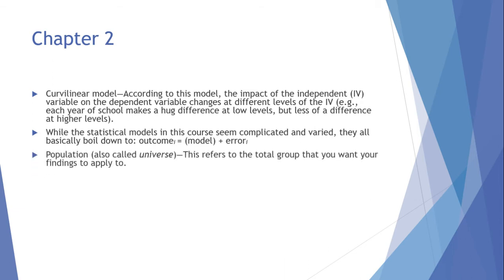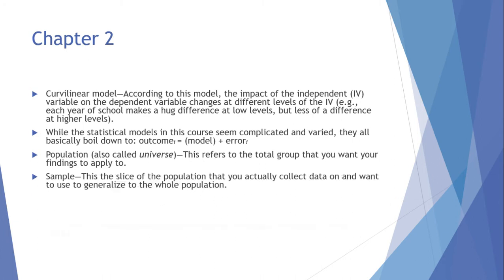Now, a couple other terms you've learned, I'm sure, in previous classes, but let's review. This is really important that we lay this out and that everybody's clear about this as we get going in this course, because I'll use these terms all the time, and you want to make sure you understand them so you know what I'm talking about. And in the textbook too. So we have this term population, which is also called universe, and this refers to the total group that you want your findings to apply to. It's the total group that you're interested in learning something about in your study.